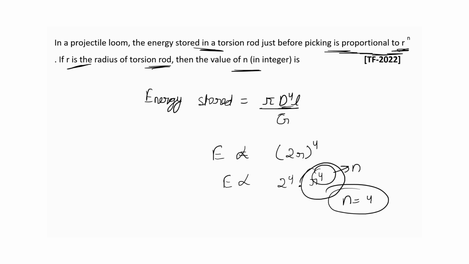This is a direct comparative study that is asked from the numerical. This is a direct formula you just need to remember for a projectile loom. This is a 1 mark question. So do take care of these types of questions as well. Now coming to the next question.